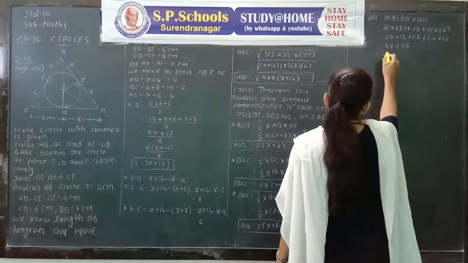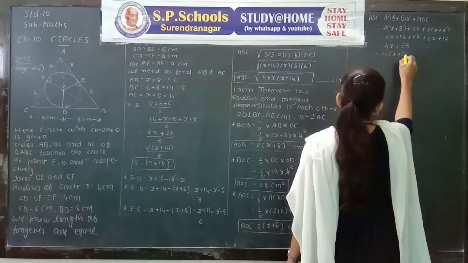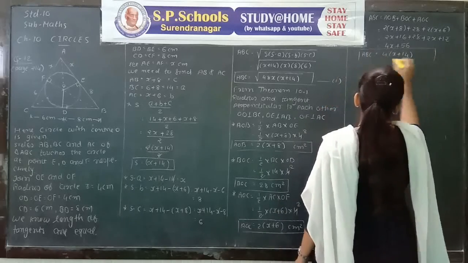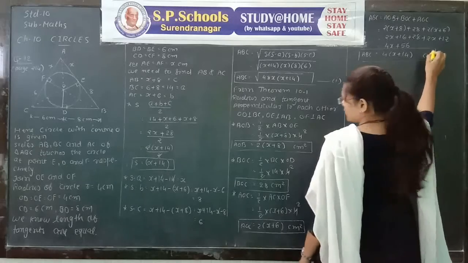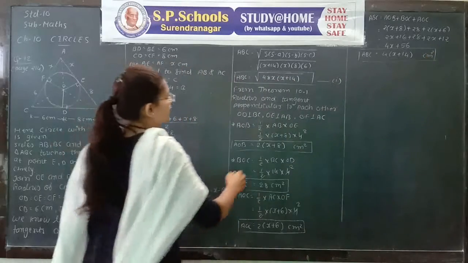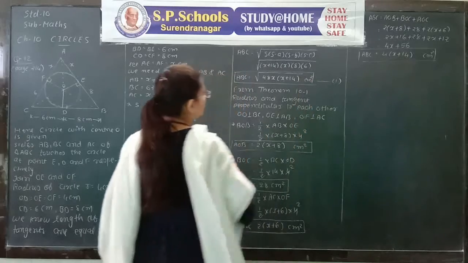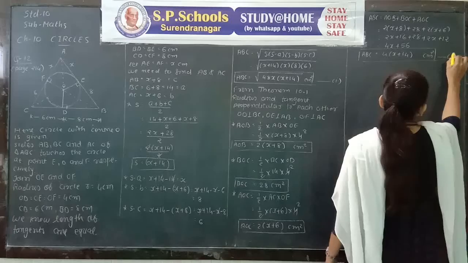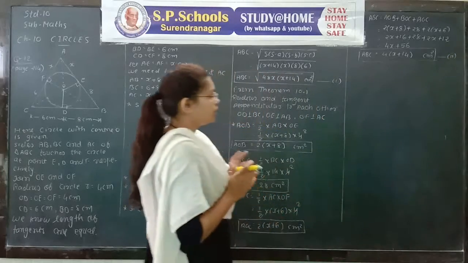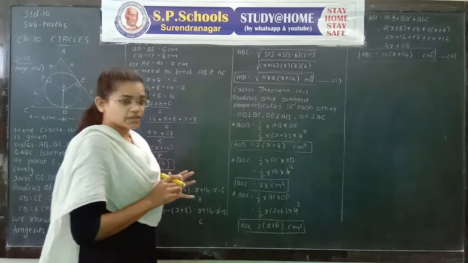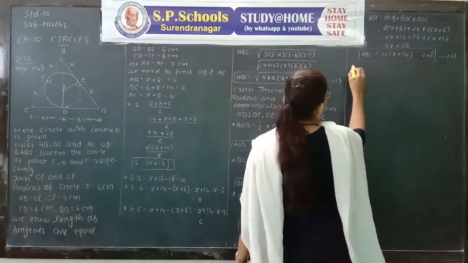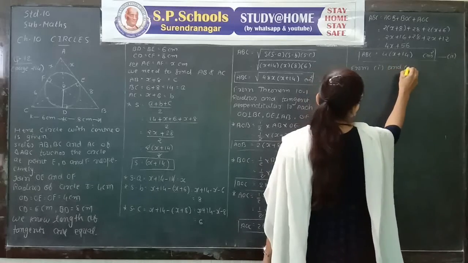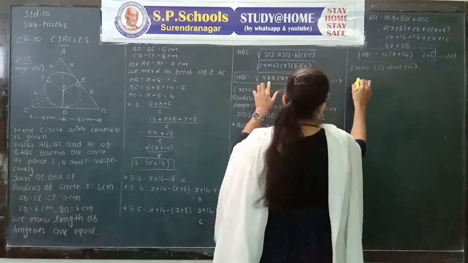56. Take 4 as a common, remaining into bracket x plus 14. It is the area of ABC centimeter square. Here, by using Heron's formula we get result number 1 and this is result number 2. In both the results we obtain the area of triangle ABC. That's why both are equal. On comparing 1 and 2, both are equal.